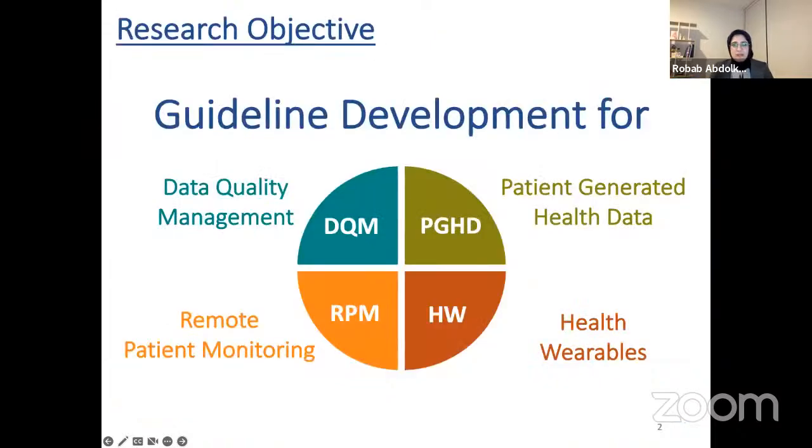As you see, the project comprised 4 key components. It developed a guideline to say how the quality of patient-generated data collected from health wearables can be managed in remote patient monitoring initiatives so that this data can be reliably used for patient care and be incorporated into routine clinical practice. To clarify at the beginning, let's say that different people might have different understanding of data quality.